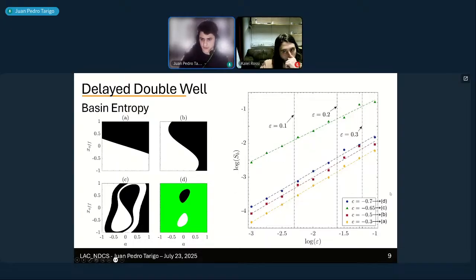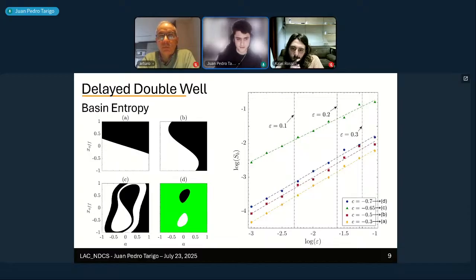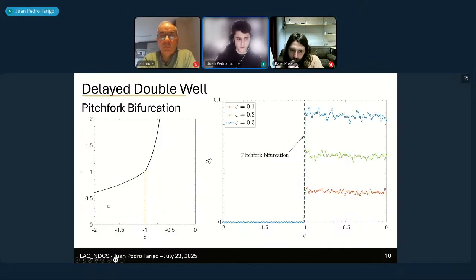But at some point, for C equals minus 0.7, Bayesian entropy decreases drastically, right? So there's something happening there, and it's not a big surprise. The oscillations appear in the diagram, right? But instead of doing this, what we can do is vary the parameters of the system and compute Bayesian entropy.